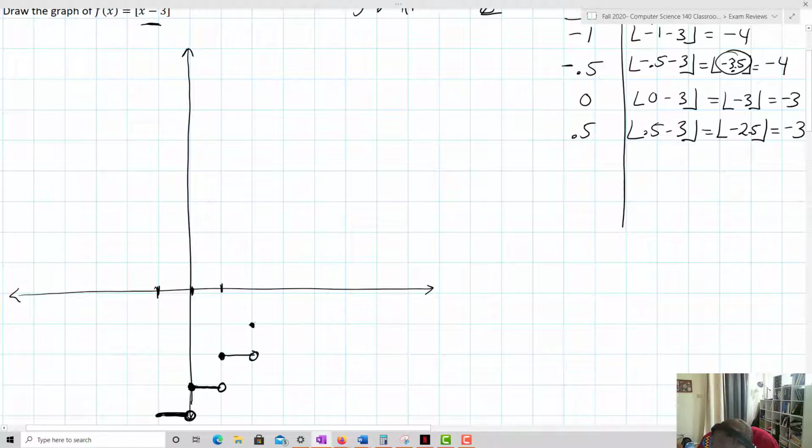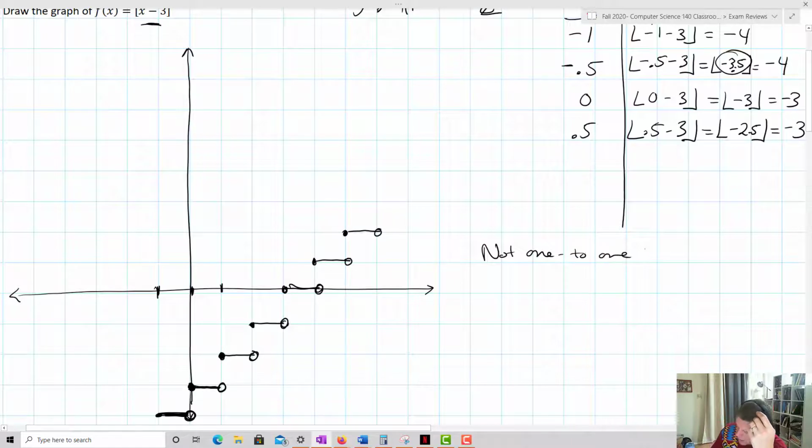And what's going to happen at each one of these integers is what gets called a step function. So here's our floor function, or the least integer function, as it's sometimes called. And some things to notice. One, this function is not one-to-one. If you notice, for example, at -1 we get -1 comma -4, and we also have -0.5 comma -4. So that tells me that this function is not one-to-one.